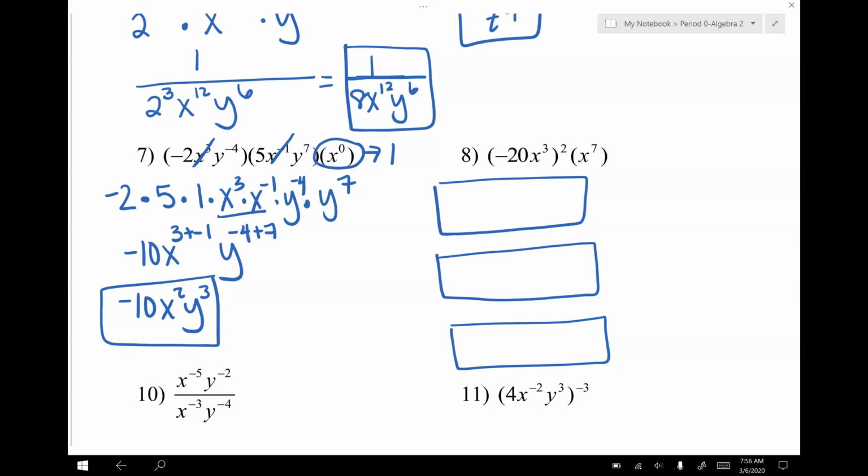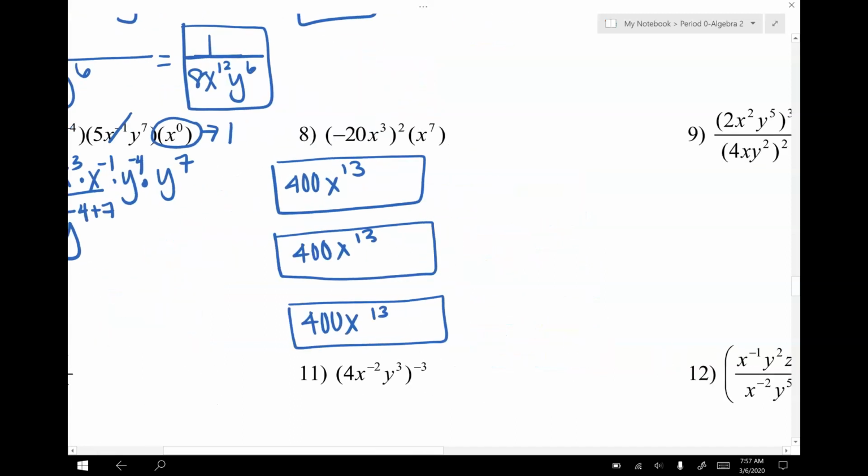Did you get a chance to consult with your team? Awesome. So, Logan, what did you end up getting? 400x to the what? Okay. Then Juliet, what did you get? Okay, 13? Okay. And then Kat, what did you get? 400x to the 13. All right. Looks like you all have matching answers, and you come from different groups.